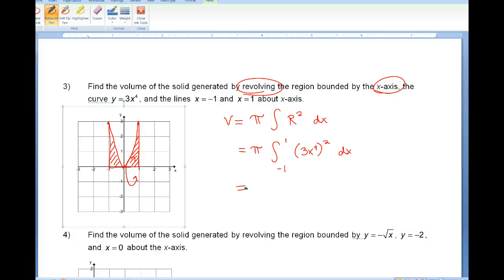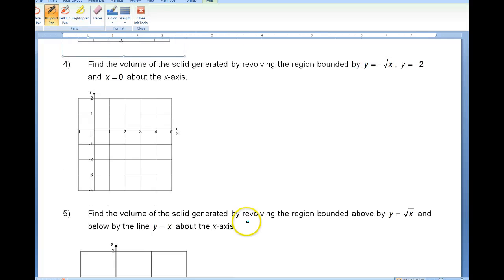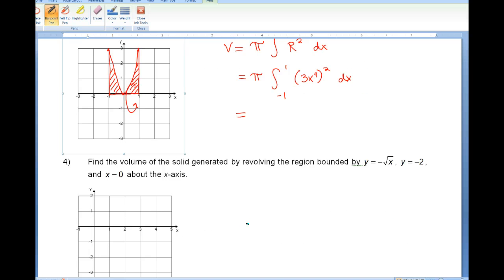Just memorize what to do then. Plug it into your calculator. You got 2 pi? I don't know. I have this solution.